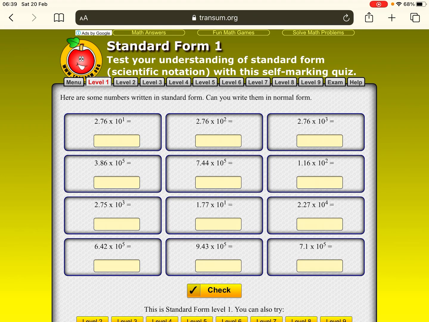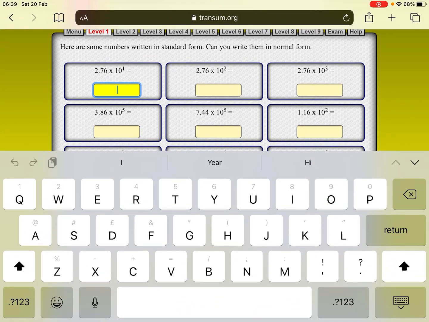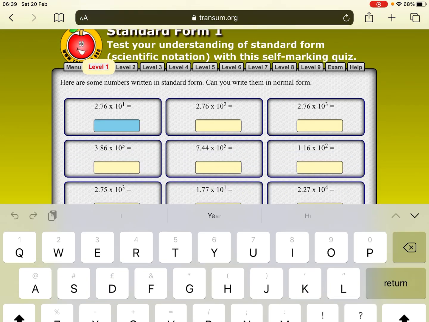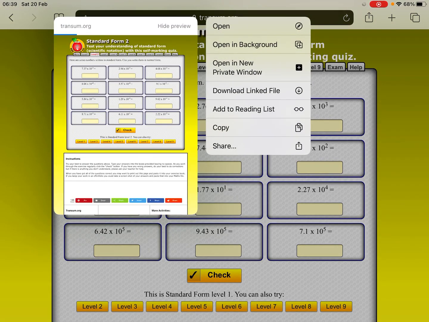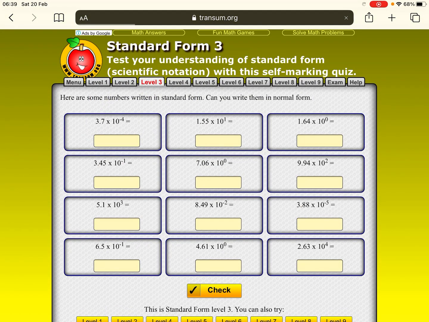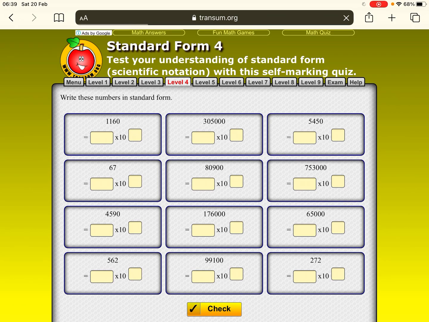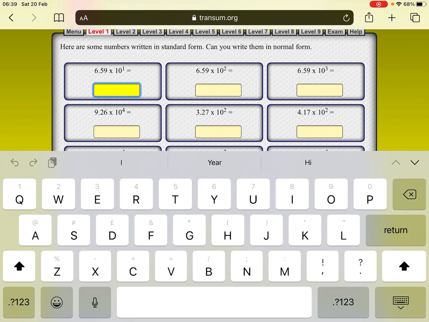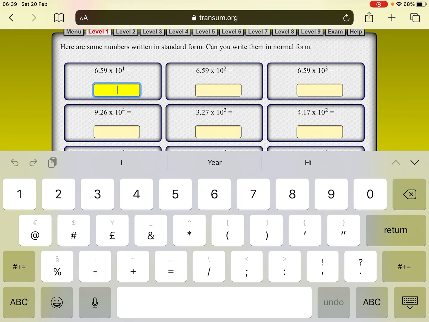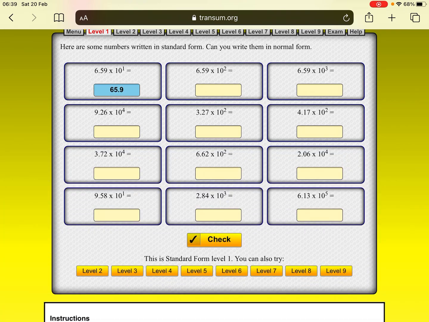And you notice how there's levels. So I can do level 1, level 2, loads and loads of work for you to get on with. Level 3, level 4, level 5. But obviously you're just going to start at level 1 and you're going to do the answers. So the first one, 6.59 times 10 to the 1 is going to be 65.9. So I put my answer in. When you've done all of the questions, just put check, okay?